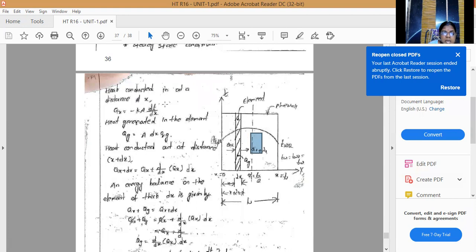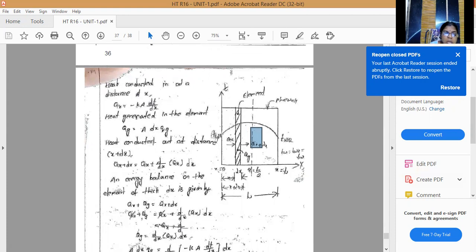Q is equal to minus K into dT by dx. Whenever heat is generated, Qg is equal to q into volume. Volume is taken as area into dx, because area is meter square and distance dx is meter, so totally meter cube. q into V is nothing but the heat generated, with V taken in the form of area into dx.